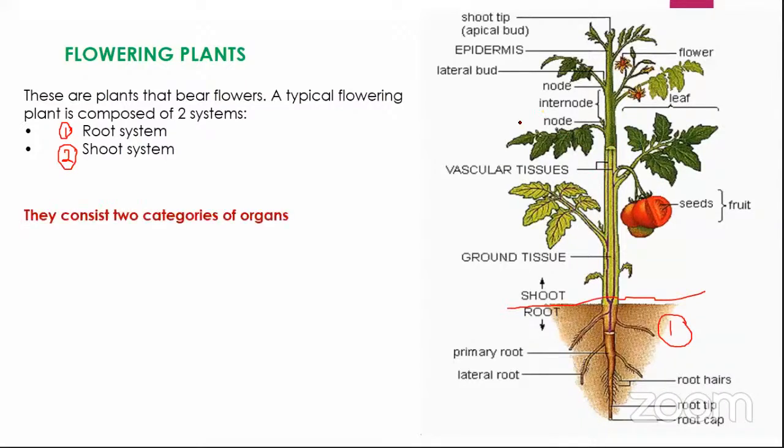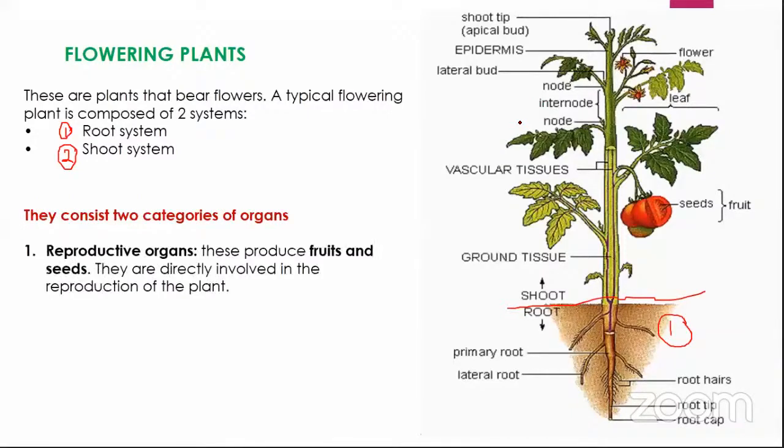Now, when you look at the flowering plants, they have organs which are categorized, one as reproductive organs, making up the fruits and the seeds. I think people eat seeds and people love seeds. And they are directly involved in what we call reproduction. That is, if a plant wants to literally give birth to a new plant, to produce another plant.